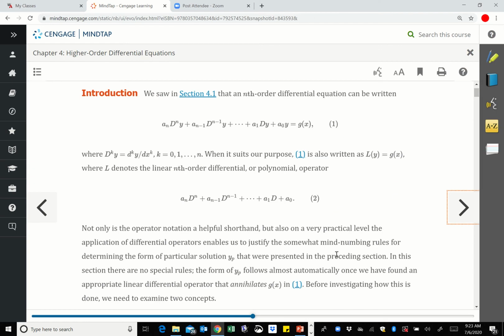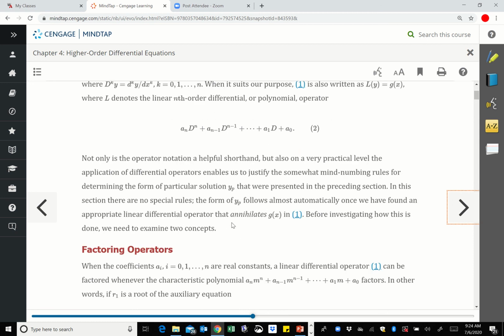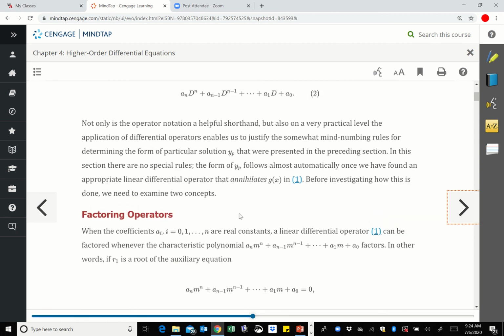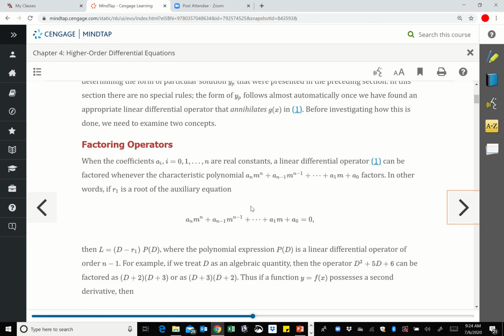So using the operator form of the derivative, we can rewrite the left-hand side of our differential equation with constant coefficients as follows: a sub n D to the nth derivative, plus a sub n minus 1 D to the n minus 1, plus all the way down to a1 D plus a sub 0. And we think of this differential operator as acting on the function y. We're now going to come to the concept of factoring operators.